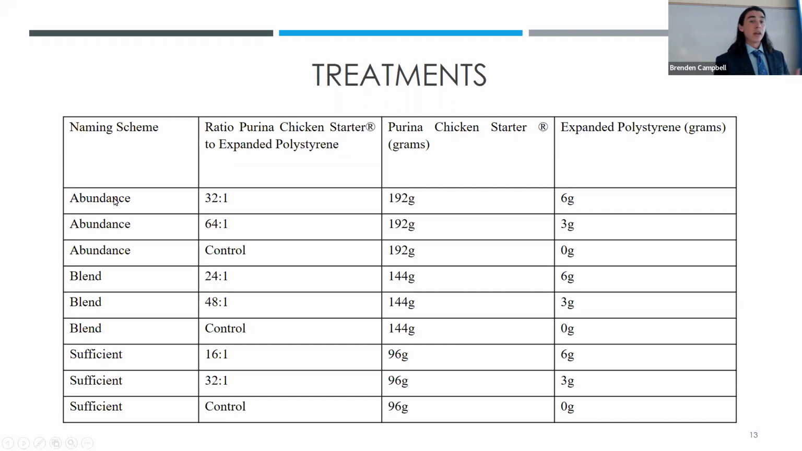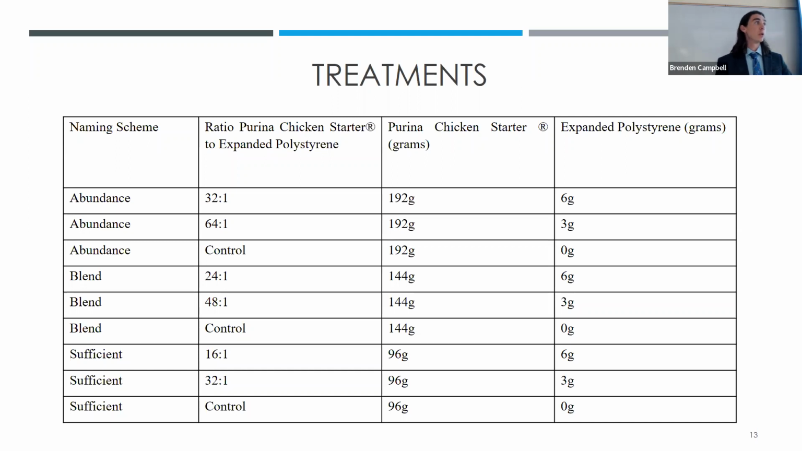These ratios that you can see up here were derived from another study and extrapolated upon to come up with the rates here. So for example, this is a 32 parts chicken starter to 1 part styrofoam, or expanded polystyrene. What that would look like is 192 grams of Purina chicken starter to 6 grams of styrofoam.